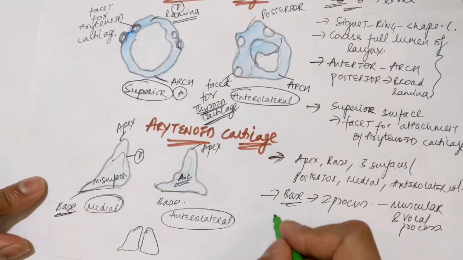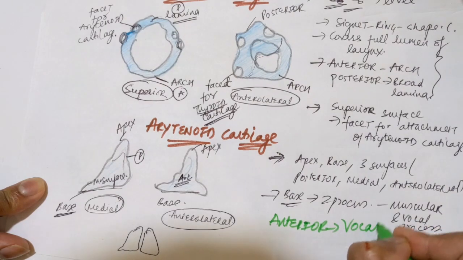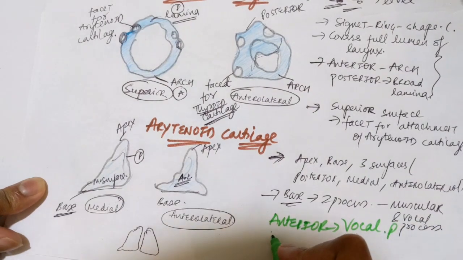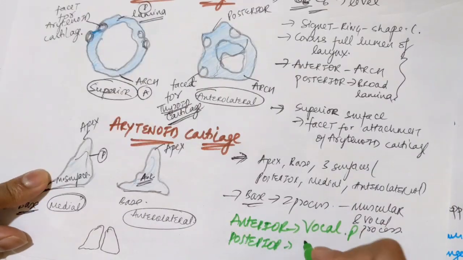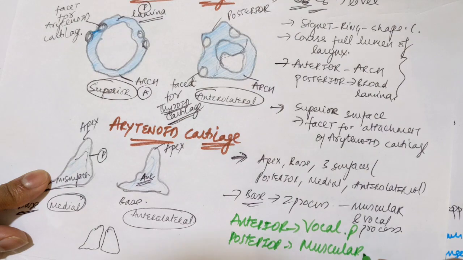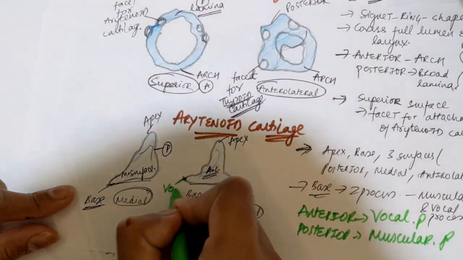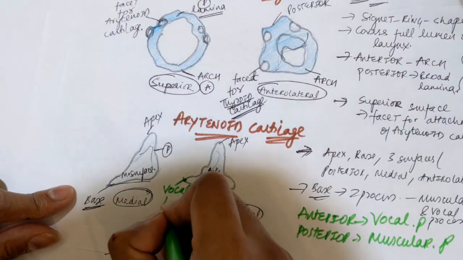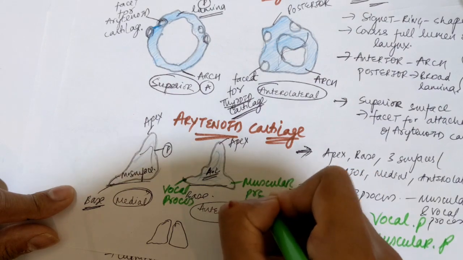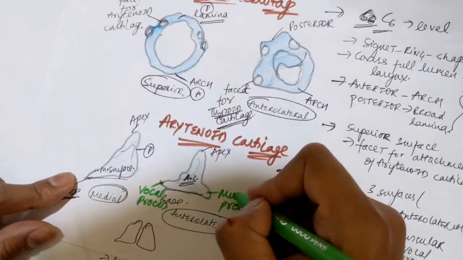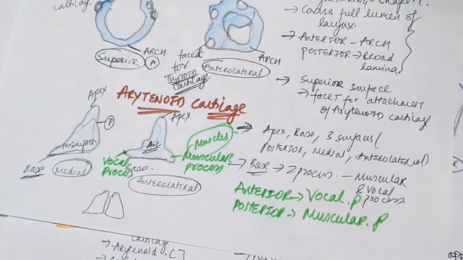The process that is present anterior or forward is actually your vocal process. And the one which is present backward, or posterior, or on the lateral side, is your muscular process. So this process here, which comes anterior or forward, is your vocal process, and this is your muscular process. The vocal process is the attachment for your vocal folds, and the muscular process is the attachment for your muscles. This much is clear.